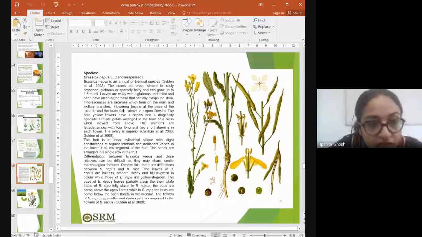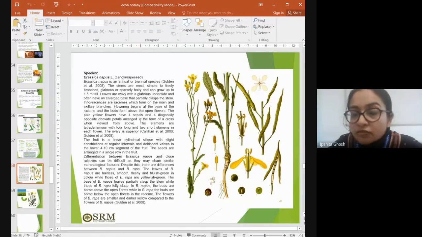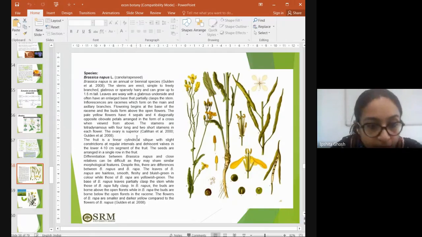So inflorescence wise, it's raceme, and flowering begins at the base of the raceme and the buds form above the open flowers. Okay. So raceme type of inflorescence is followed by this plant, and they have pale yellow flowers with 4 sepals and 4 diagonally opposite obovate petals. Okay. So 4 plus 4. So 4 sepals, 4 petals. Okay. So you can also derive the floral formula from this and remember it in that way.